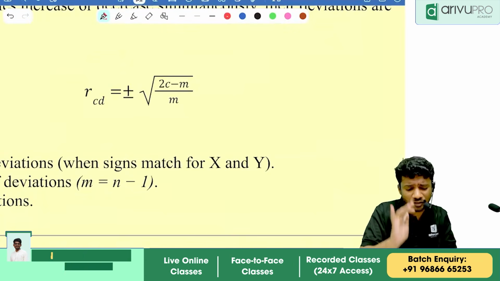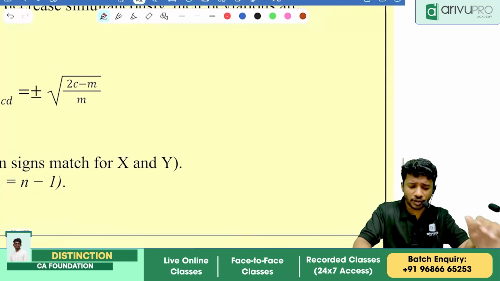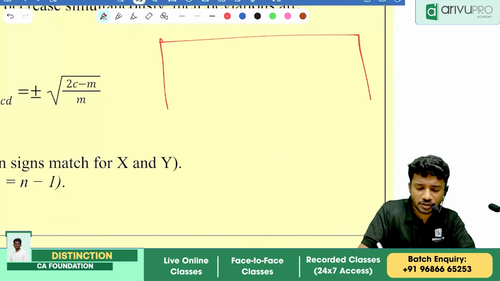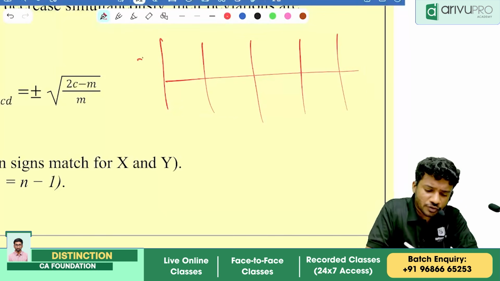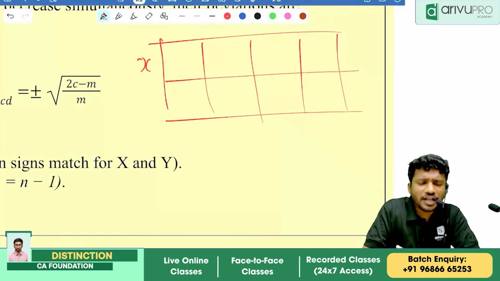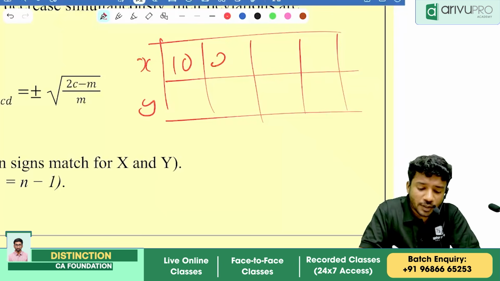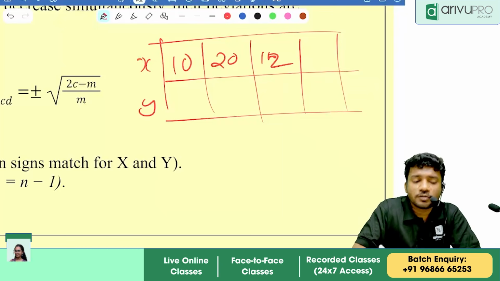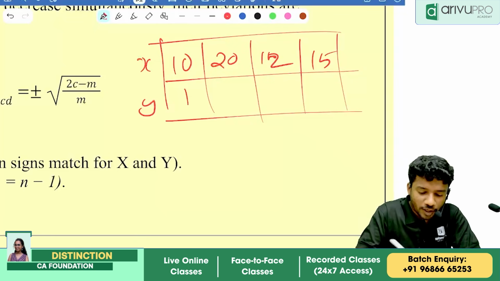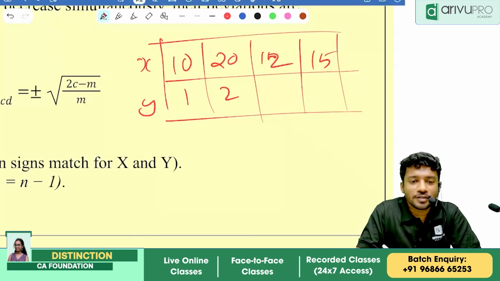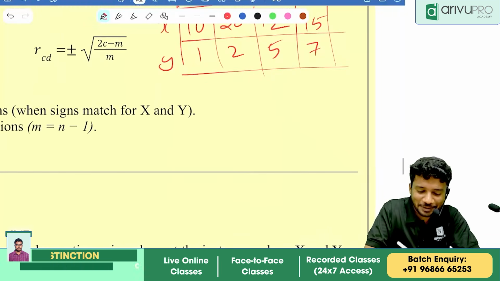Now, people, I will show you the method. First of all, have a look at the formula. This is the formula. I will come back to the formula in some time. I'll show you the method first. The method looks like this. Now, people, I'm going to say some values. Tell me some values. 10, 20, 12, 15. Then tell me some other values. 1, 2, 5, 7.